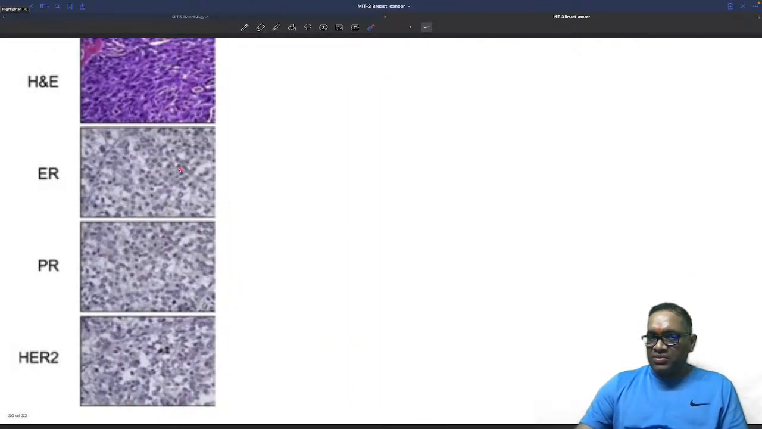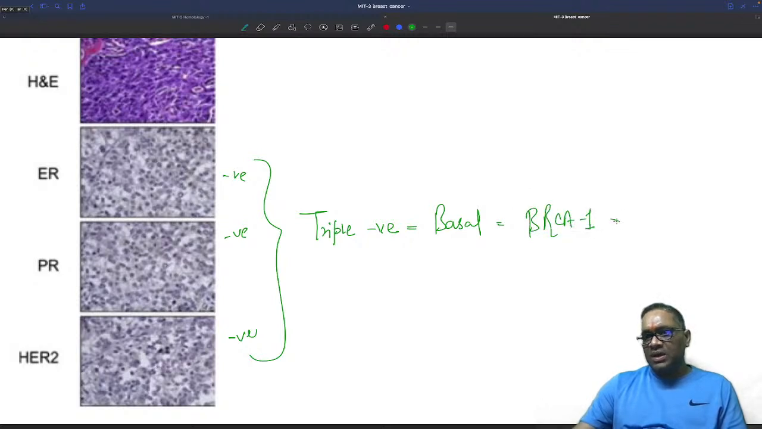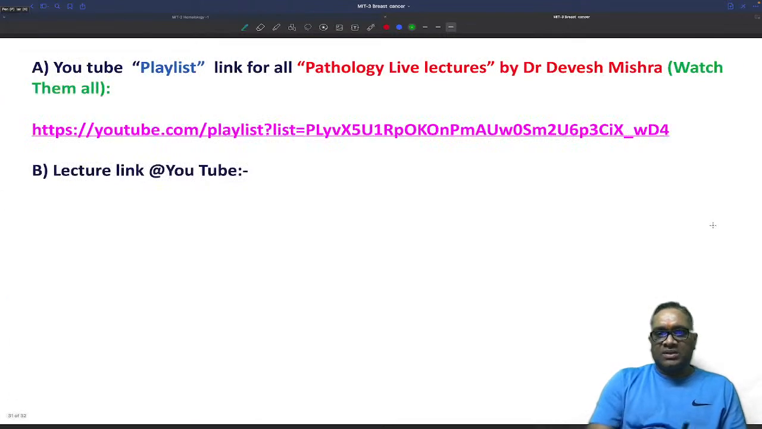And now again I will show you, these are all negative. You can see that this is negative, this is negative, this is negative. So what I have shown you in this question is triple negative breast cancer, which is the basal cell type of cancer, and basal cell will be having BRCA1 positivity, and they will be having worse prognosis. So this molecular classification is very important, it is where the examiner will be asking you questions.